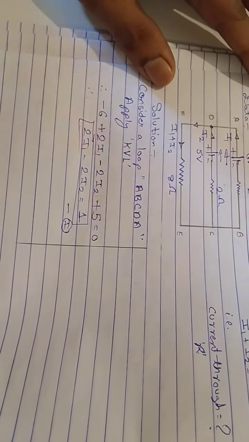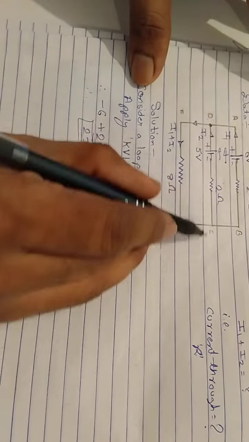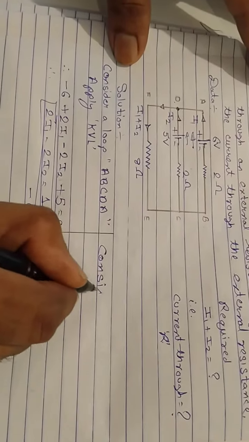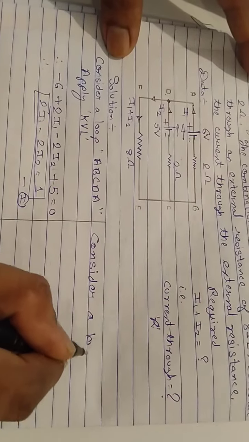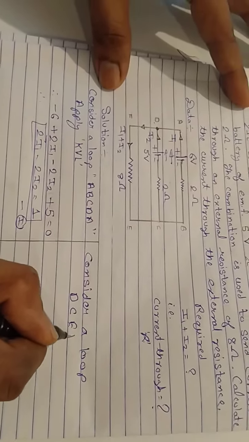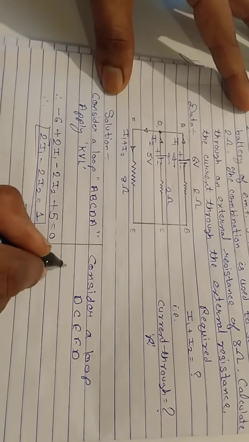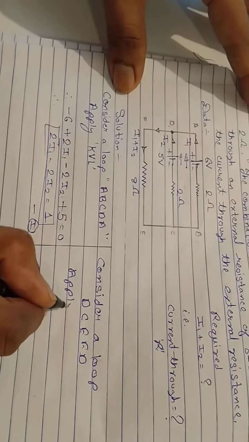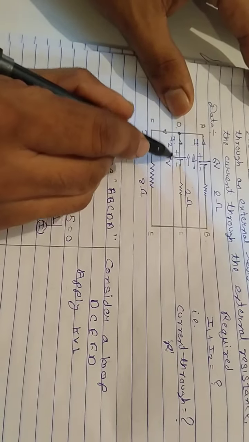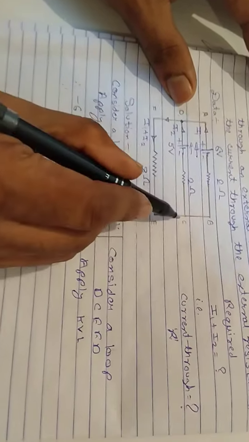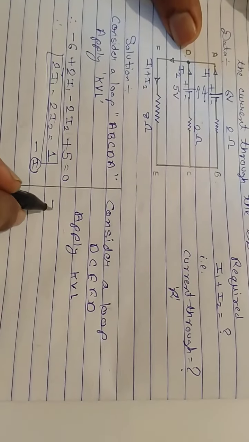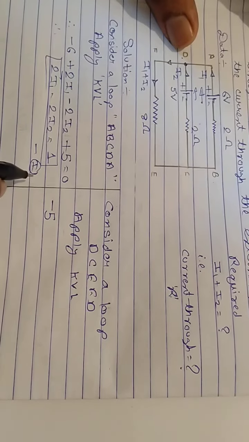Similarly, I will apply KVL for the loop D, C, E, F, D. If I apply KVL, students, from D to C, my tracing direction is from D to C, the voltage direction is opposite, so EMF is negative.